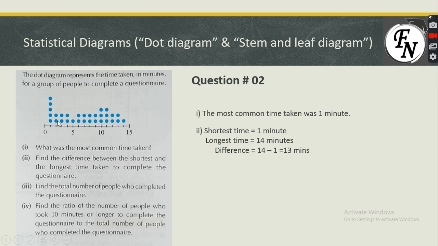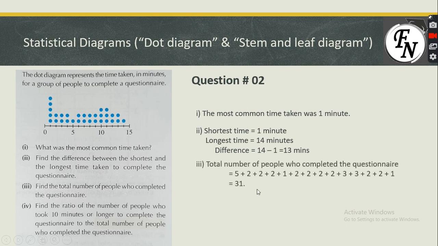So these are 5, 6, 7, 8, 9, 10, 11, 12, 13, 14, 15, 16, 17, 18, 19, 20, 21, 22, 23, 24, 25, 26, 27, 28, 29, 30 and 31. So there are a total of 31 persons who attempted the questionnaires and completed it. We added these up and got the value 31.